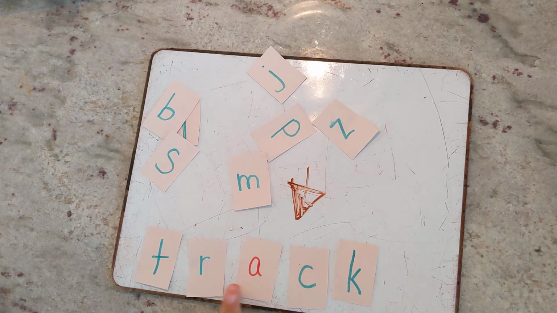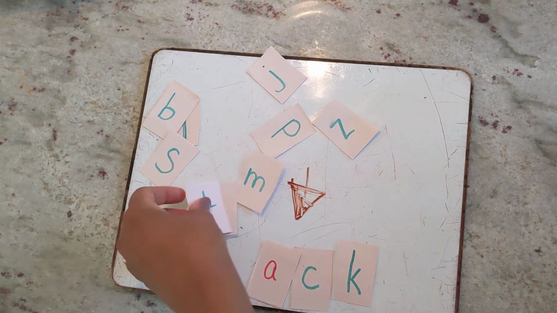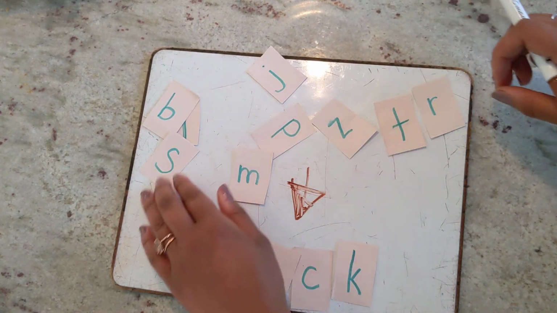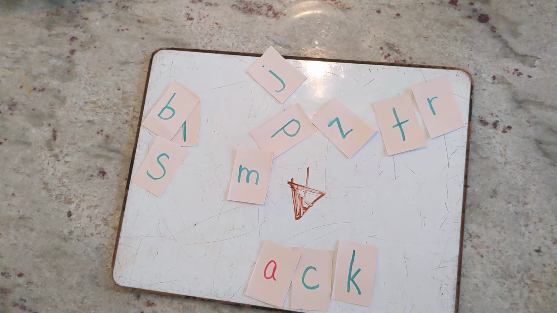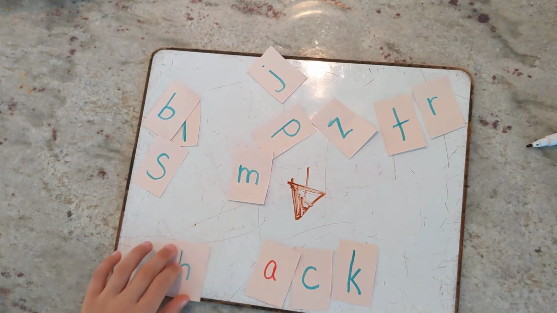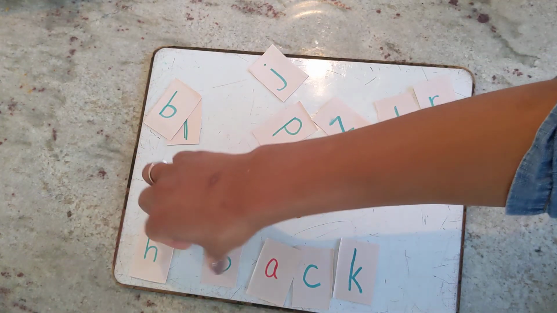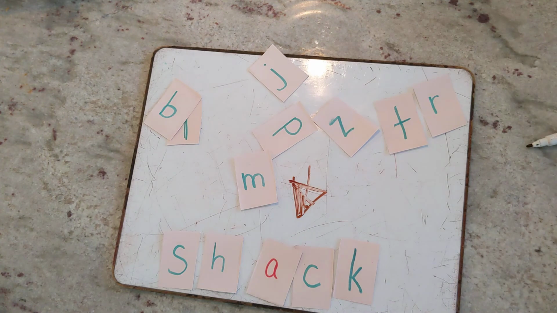All right, we have one last one, okay? This is called a digraph. Now, do you remember what a digraph is? Yes. A digraph are two letters that make a sound that's a little different. So this one is sh. Do you remember what makes the sh sound? You actually need an H for this. That's right. Yeah, the S goes first. So you would have sh and ack. Shack. Yeah.